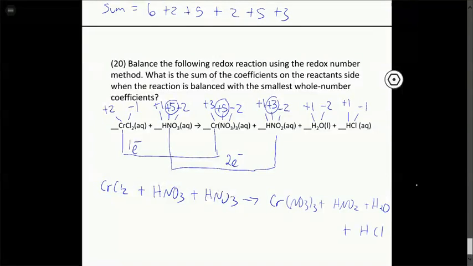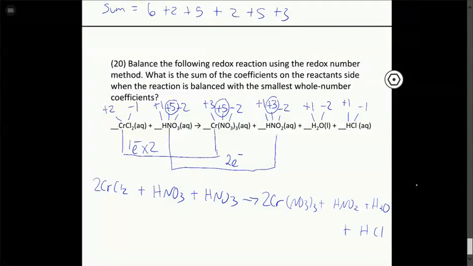Okay, so remember, these are the ones that are changing. Chromium is losing 1 electron. Nitrogen is gaining 2 electrons. So we have to double this to make sure that the number of electrons is the same. So now if we double this, we have 2 electrons for each one. And so to accommodate that, we put a coefficient of 2 in front of each chromium species.